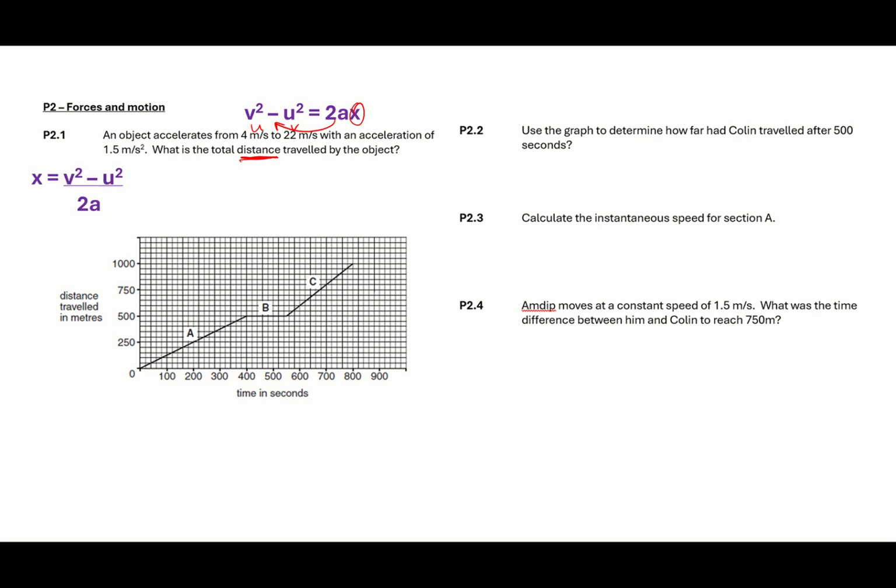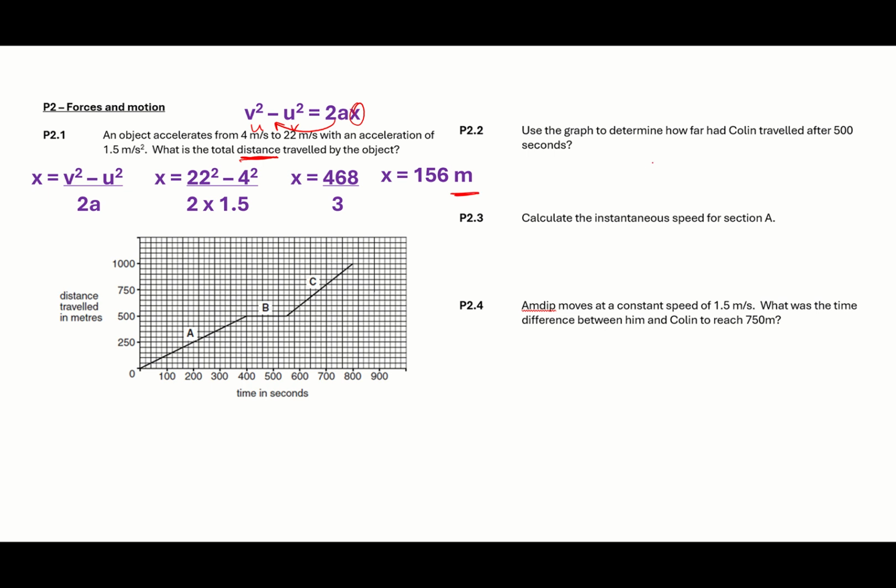So rearrange it and we get a mark for that. Then calculate it. So the final velocity is 22 squared, remember to square it, minus 4 squared divided by 2 lots of the acceleration. So that gives us 468 divided by 3 is 156, and remember our unit, meters.